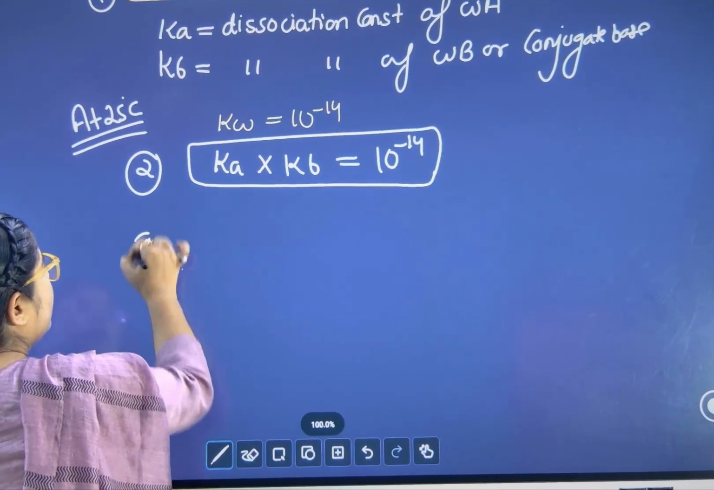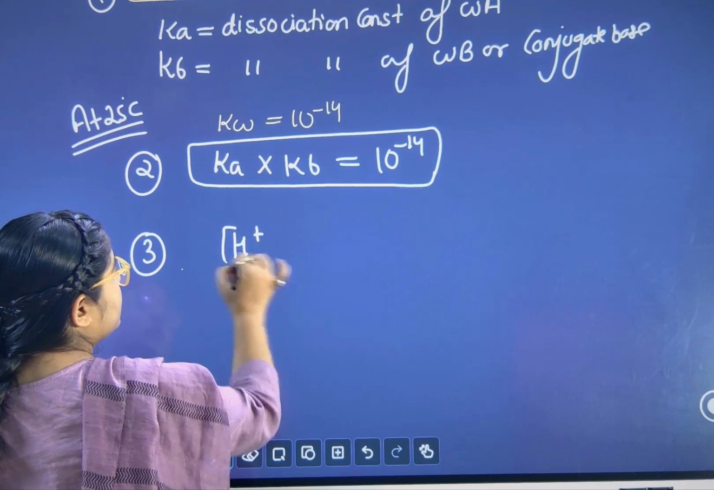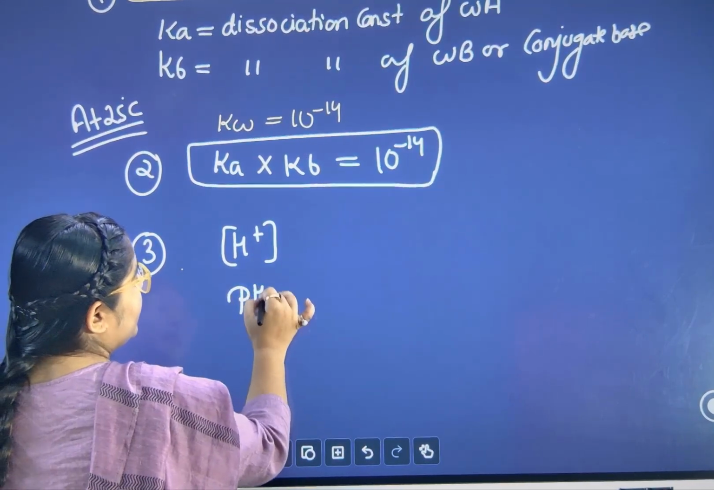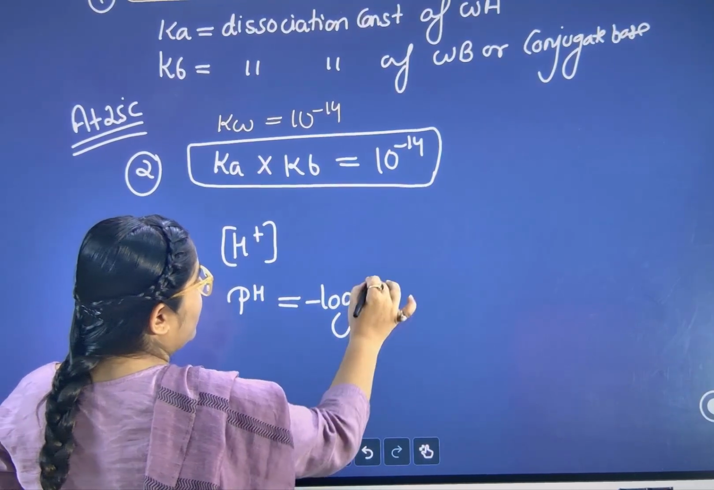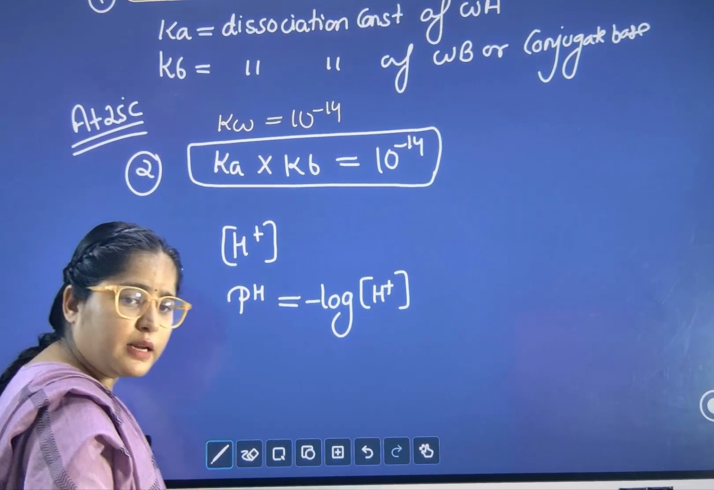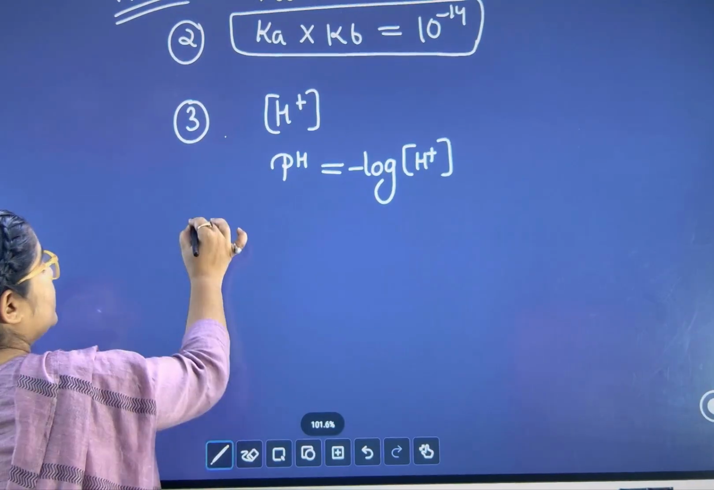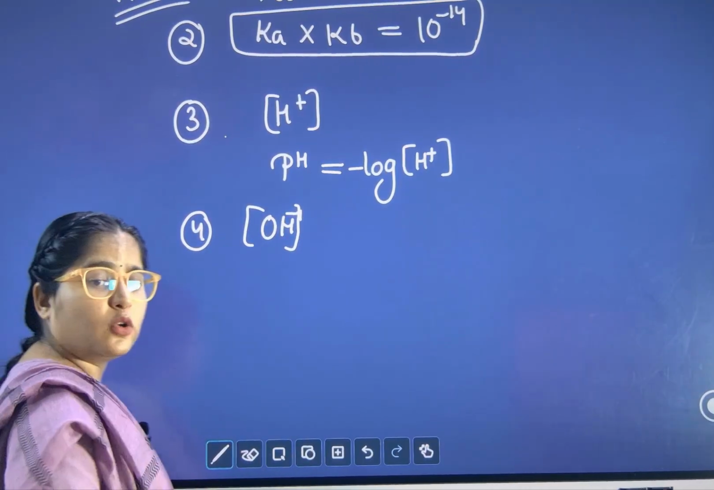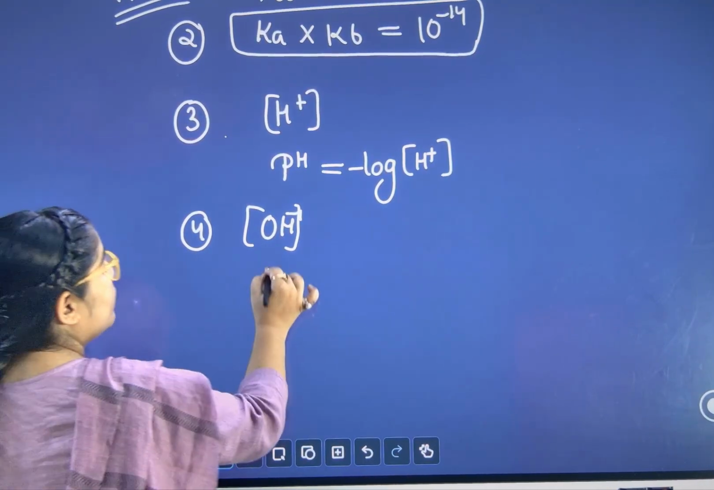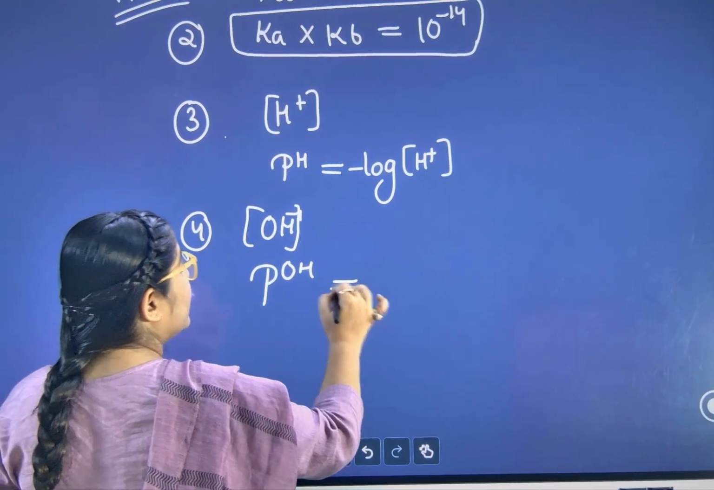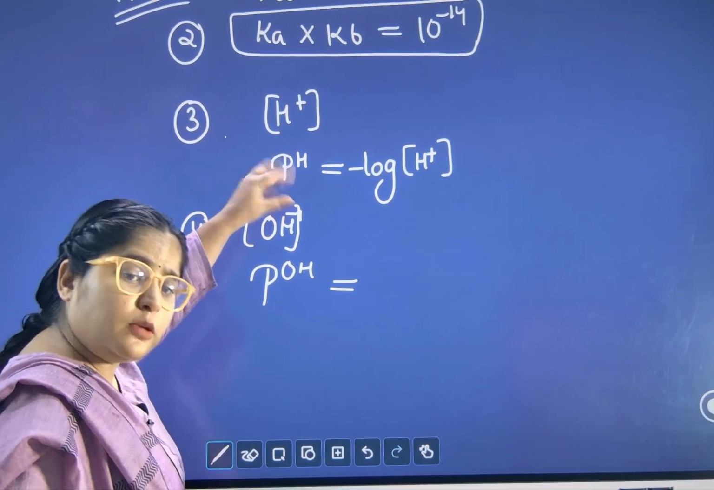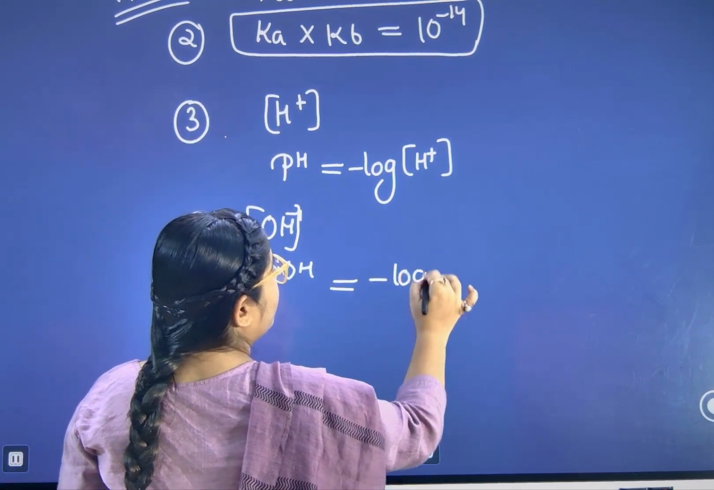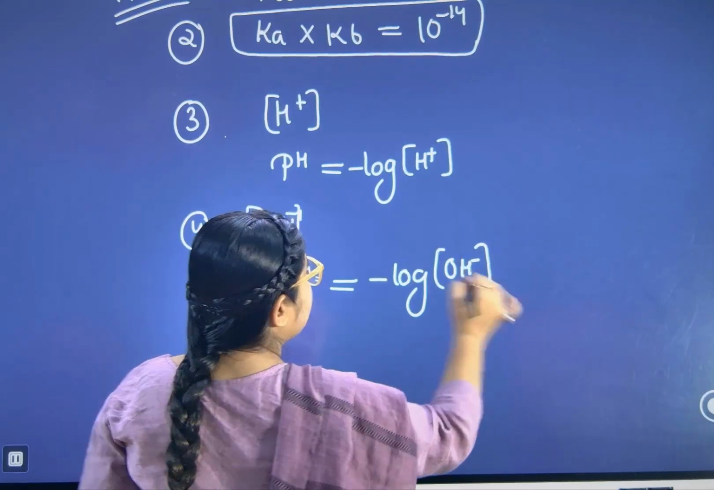Now third, if I have been given H ion concentration, from here what can I find out? pH. What will be pH here? pH will be equal to minus log H plus ion, right? Fourth, for example, if I know OH minus ion, from here what can I find out? pOH. Very good, you are correctly thinking. H ion means I can find out pH. If OH minus, we can find out pOH. So pOH will be equal to minus log OH minus ion.